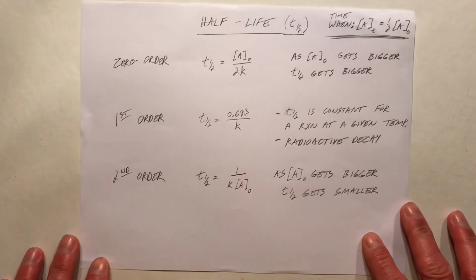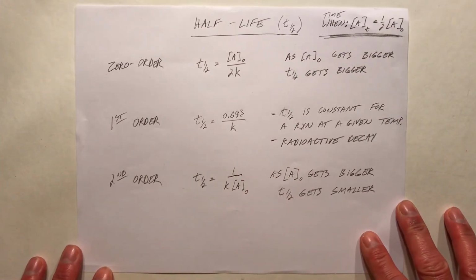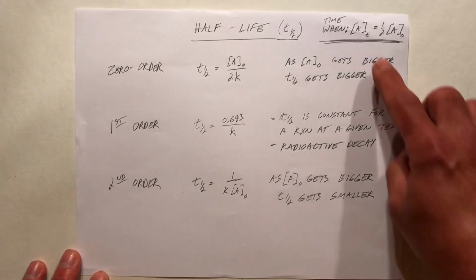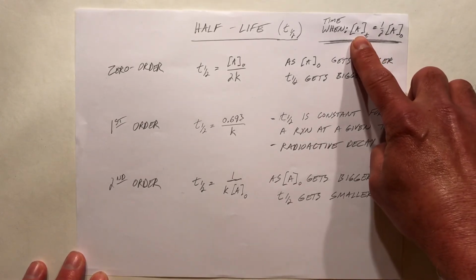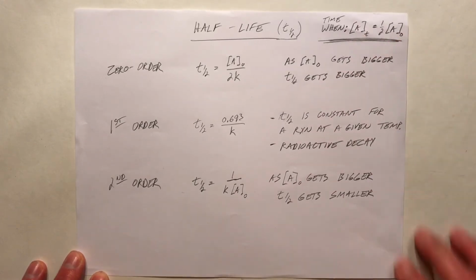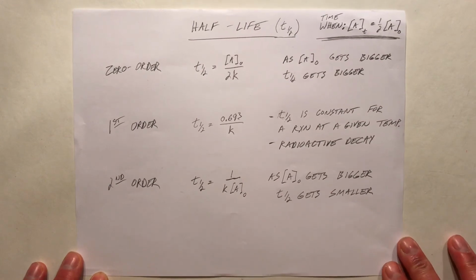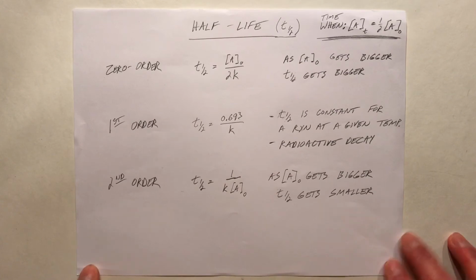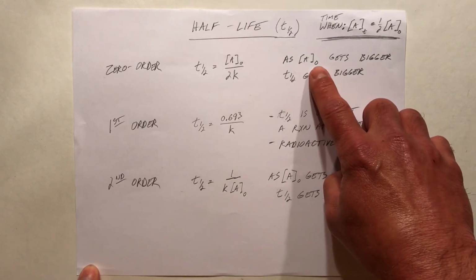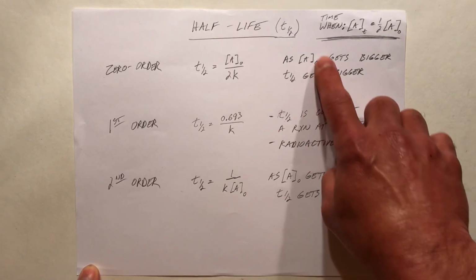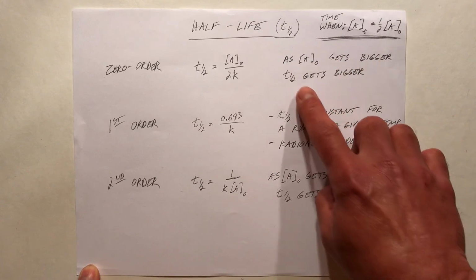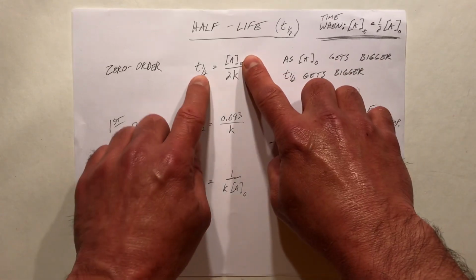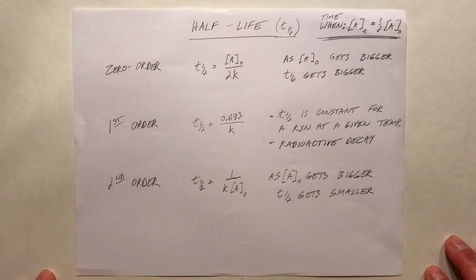All right, so a quick review here. Half-life is the time when the concentration is equal to half of the initial concentration. You have half of what you started with. In a zero-order reaction, we get this expression, and you can see that as the concentration of A at time 0, or the initial concentration, gets bigger, the half-life gets bigger. When the numerator gets bigger, the value gets bigger.